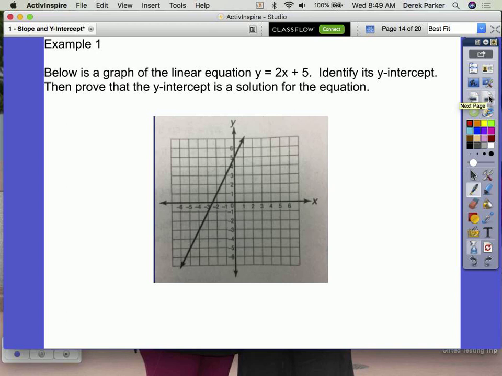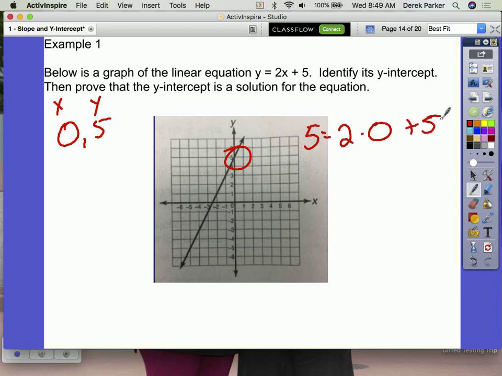Below is a graph of the linear equation y equals 2x plus 5. Identify its y-intercept. The y-intercept, that's easy. It's hitting the y-axis at 5. So b is 5. But I can also look at the equation and know that as well. Now, I want to know if that equation works. So I'm going to choose a coordinate. Well, that's easy. 0, 5. Now let's plug that in. 5 equals 2 times 0 plus 5. That cancels out. 5 equals 5. That is a true statement.